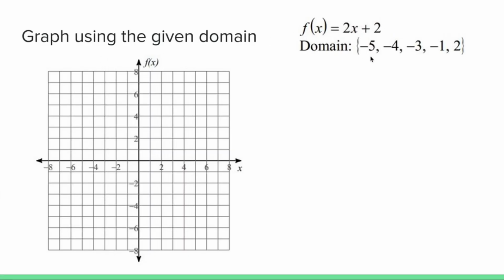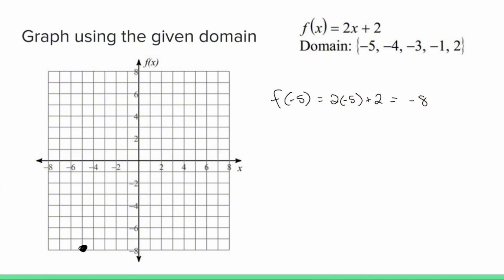Graph using the given domain. When I'm asked to graph using a domain, I'm going to take all 5 of these numbers, plug them in separately, and see what I get. Okay, so let's do them one at a time and use all the colors that we have. F of negative 5 is going to be 2 times negative 5 plus 2. And let's do this quickly. 2 times negative 5 is negative 10. Negative 10 plus 2 is negative 8. So negative 5, negative 8 is going to look like negative 5, negative 8. Put a dot right there.